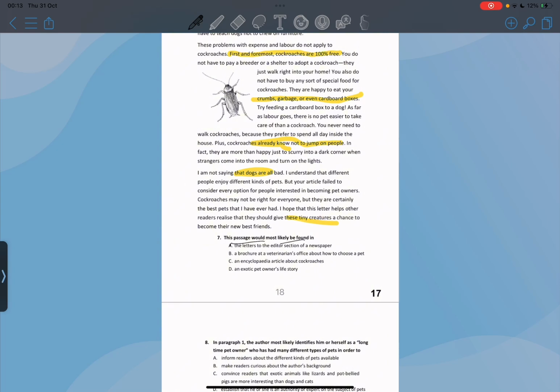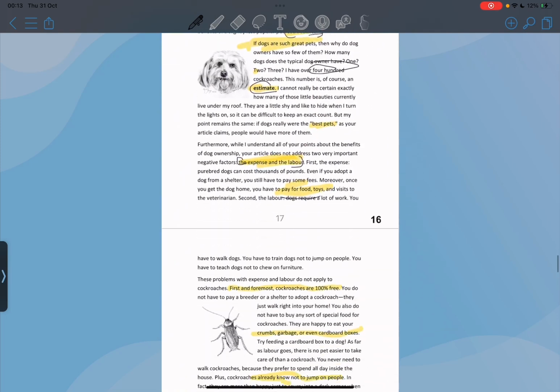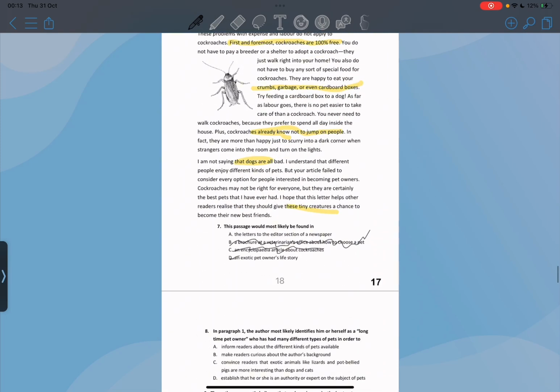Definitely wouldn't be found in a brochure at a vet's office about how to choose a pet, because it's satirical. It's like a joke, right? An encyclopedia article about cockroaches? I don't think so, because it's not really giving any facts about cockroaches. Now, exotic pet owner's life story. This isn't particularly a life story. It's just talking about pets, so that wouldn't be an option here.